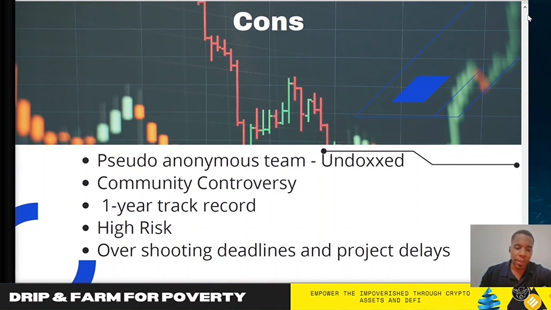There's also the fact that it's only a 1 year track record. So in DeFi, this is a long time, but for a financial vehicle, you'd like to see a little more long-term play. This is as well high risk. Yes, your tokens will be paid out because the contract is already written and locked, but it's still high risk because you don't know what those tokens could be worth. And lastly, Forex has a habit of overshooting deadlines, and project delays have caused some FUD within the community.